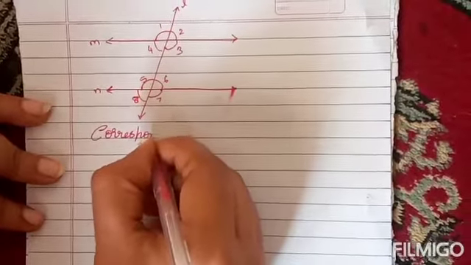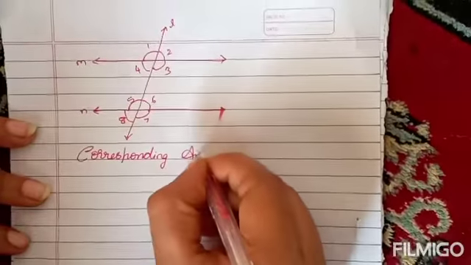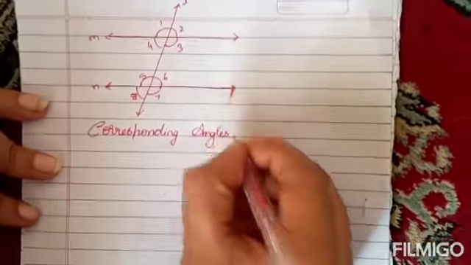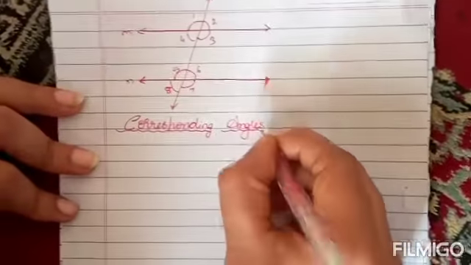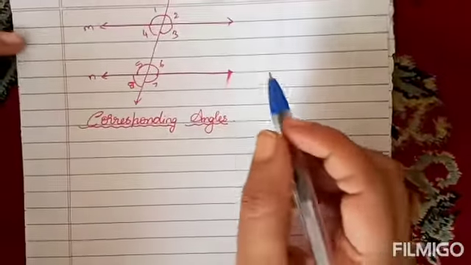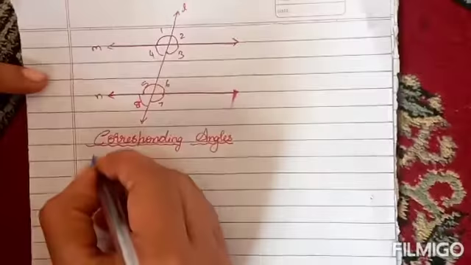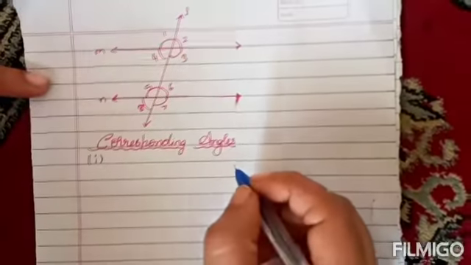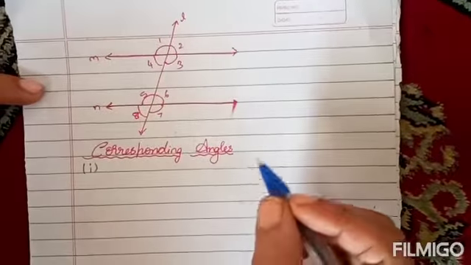Corresponding angles. In this chapter, it's very important that you identify the angles: corresponding angles, alternate interior angles, and so on. So the first one is corresponding angles. Now you are going to show me which are corresponding angles. First I am going to say, after that you are going to show me.